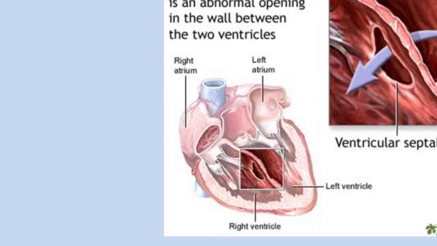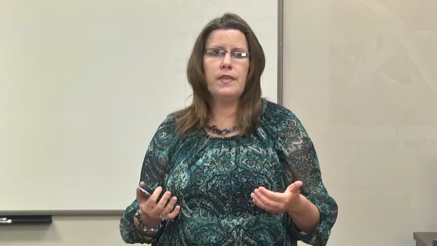The pressure is greater on the left side of the heart than it is on the right side of the heart. So if you have a hole between the 2 ventricles, as the blood pumps, oxygenated blood from the left side of the heart can come over to the right side of the heart. And you may think, well, why is that a problem? That problem is that it decreases the oxygen that is going out to the body.